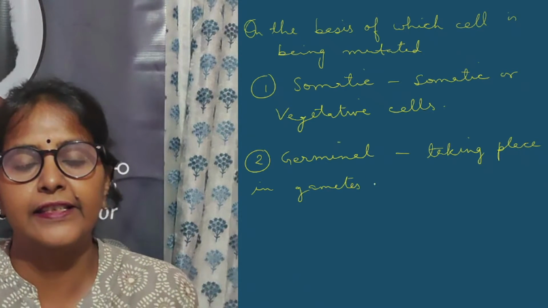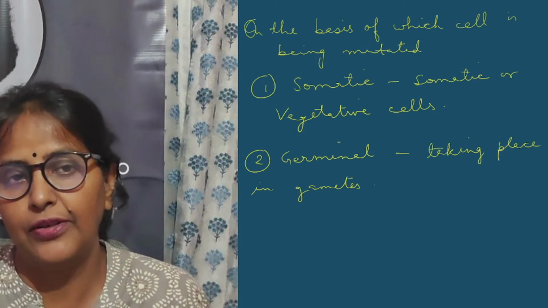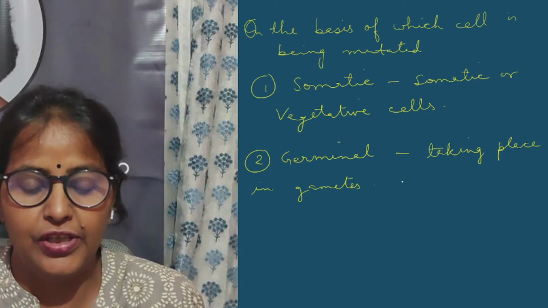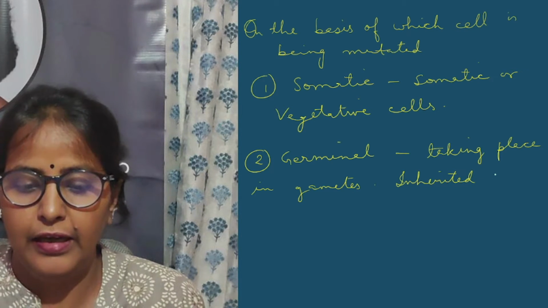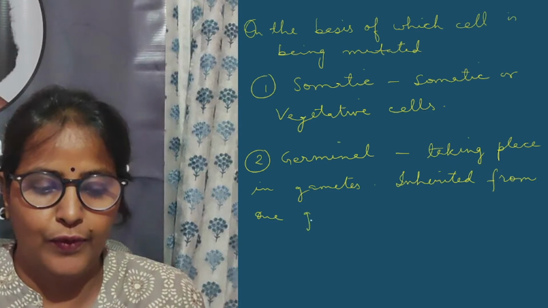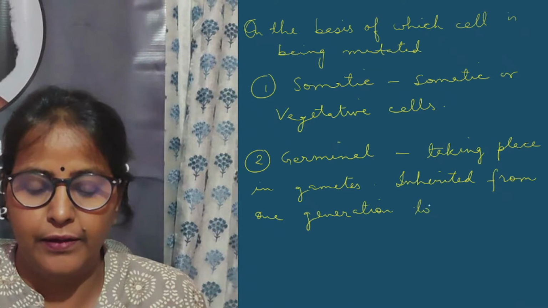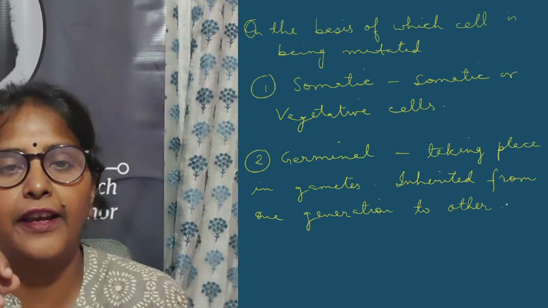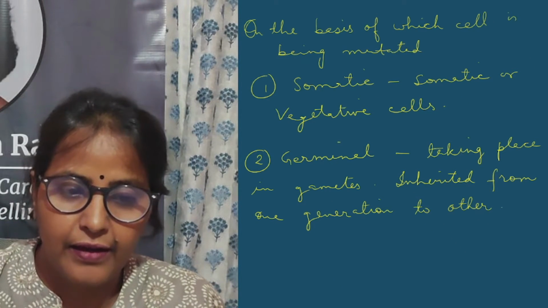As this is taking place in gametes, germinal mutations can pass from one generation to the other. So this mutation is inherited from one generation to other. So this is another way of classifying mutation. Let us see other ways.